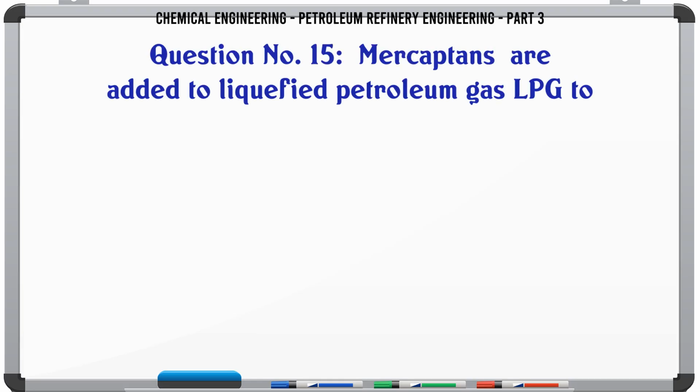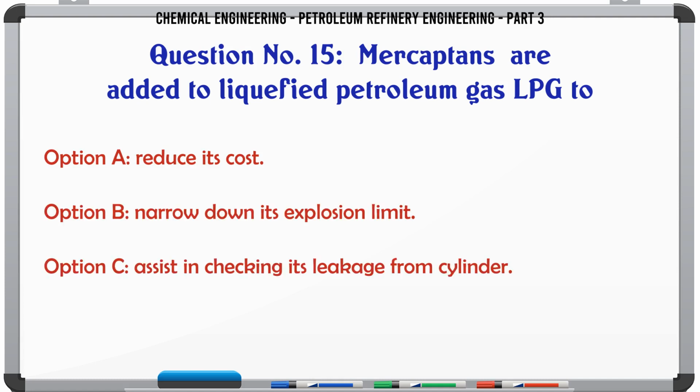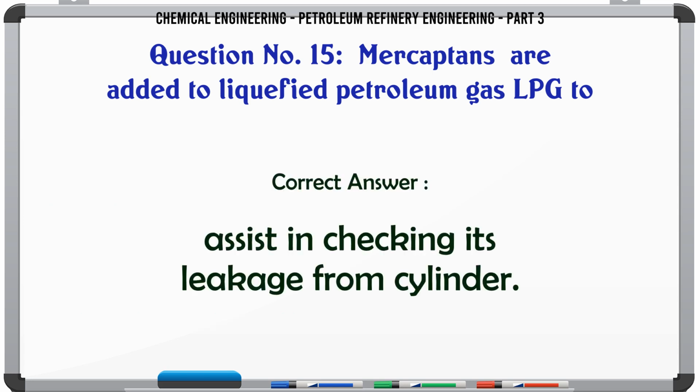Mercaptans are added to liquefied petroleum gas, LPG, to A. Reduce its cost. B. Narrow down its explosion limit. C. Assist in checking its leakage from cylinder. D. Increase its calorific value. The correct answer is assist in checking its leakage from cylinder.